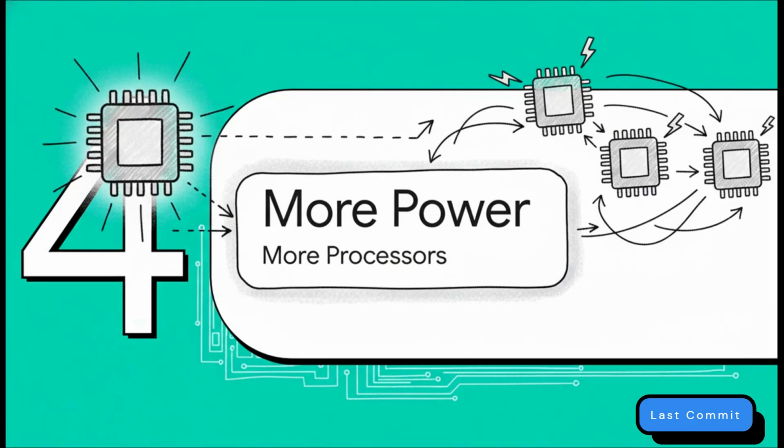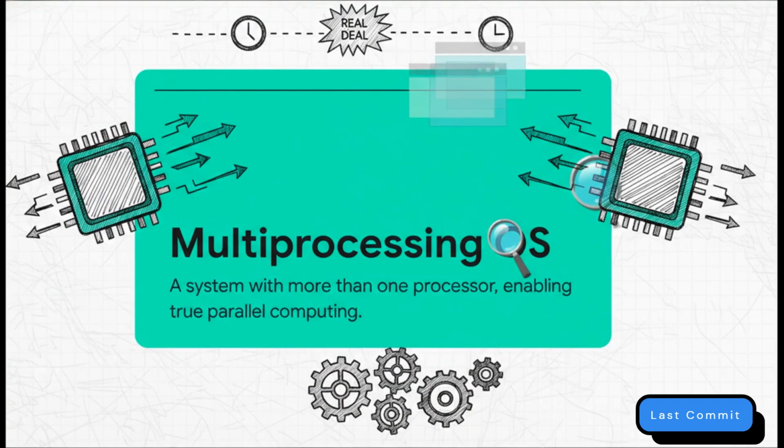Okay, so we've squeezed every last drop of efficiency out of a single processor. So what's the next logical step if you want even more power? It's pretty simple, actually. Just add more processors. And that's called multiprocessing. And this is a really important distinction.